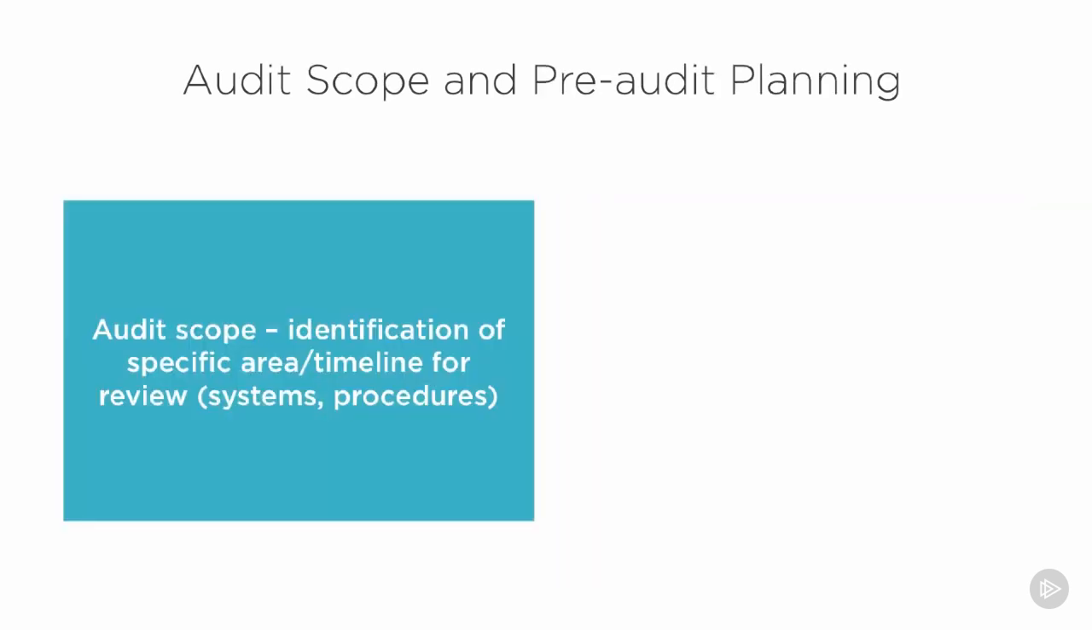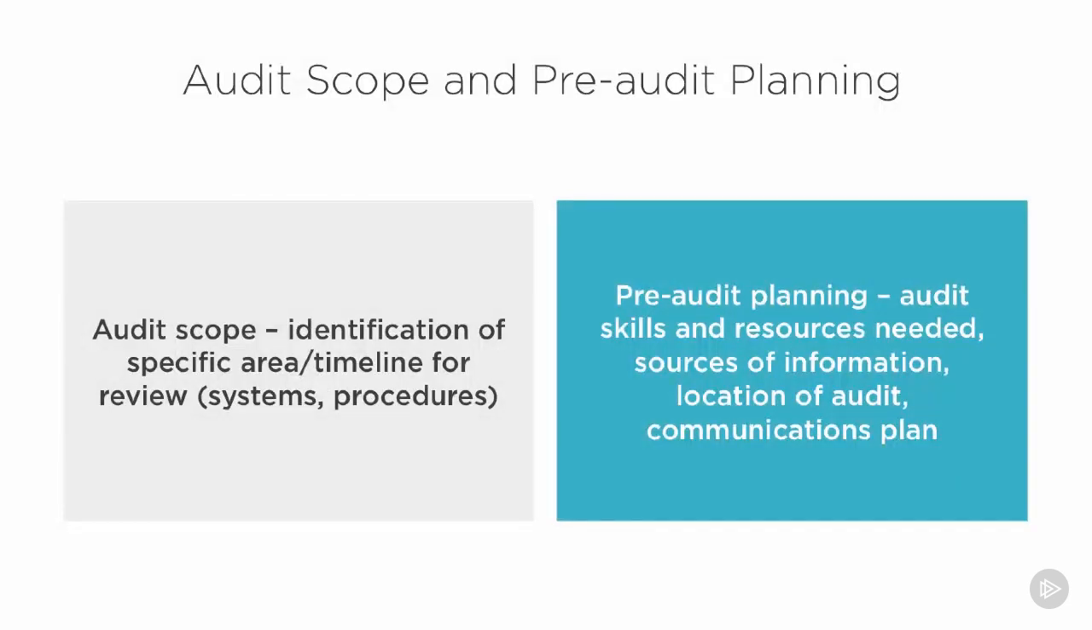In doing audit scope and pre-audit planning, we'll identify specific areas or timelines for the review. In some cases, we know that there's a better time to do an audit when, for example, the audit is not going to have an undue impact on business operations, or we want to ensure that we're not going to conduct an audit of a system which is about to undergo a major revision or retrofit.